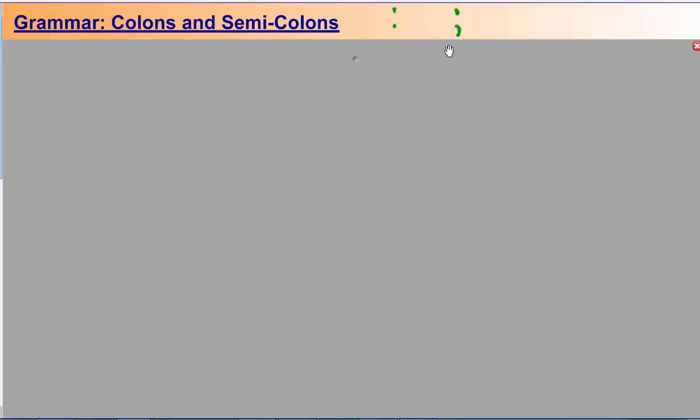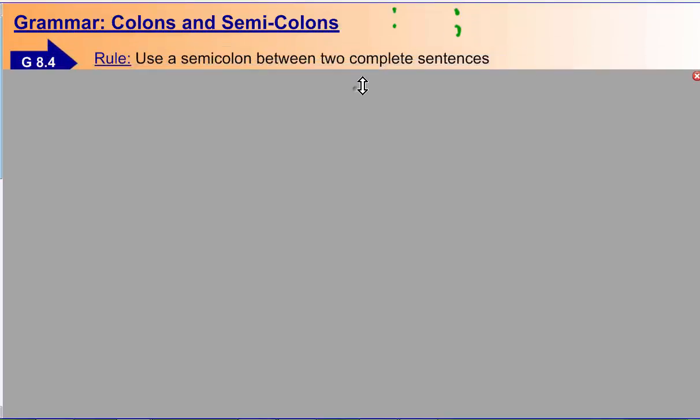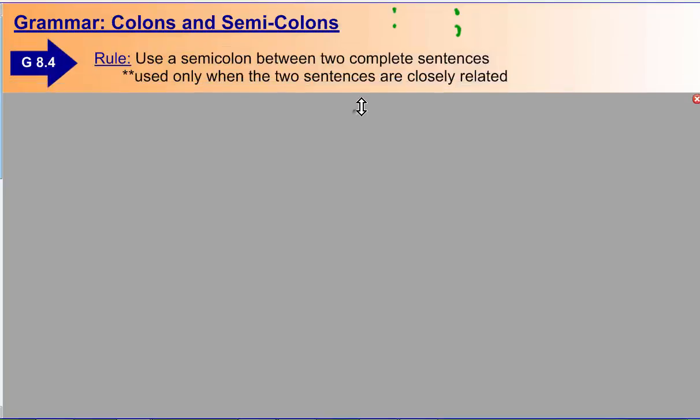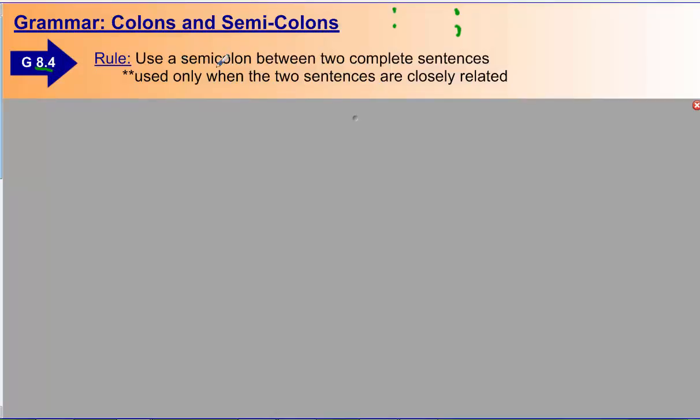Semicolons are not quite a period and they're not quite a comma. They kind of do those two jobs together at the same time. We've already used some of these when we talked about fragments and run-ons and comma splices. So we're going to see them again here. Rule 8.4. Use a semicolon between 2 complete sentences.